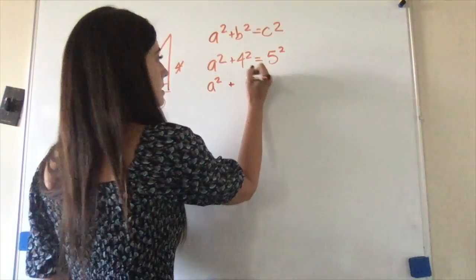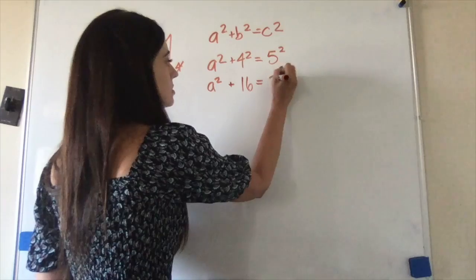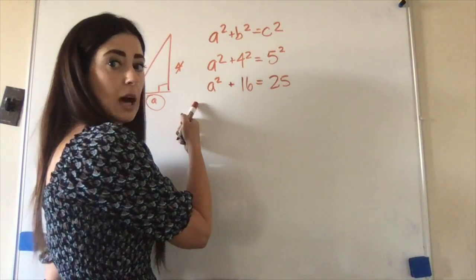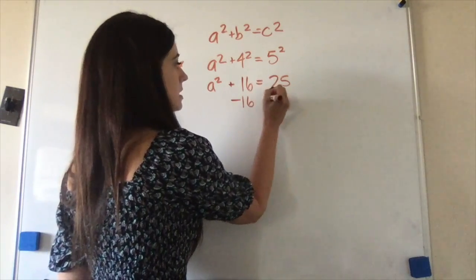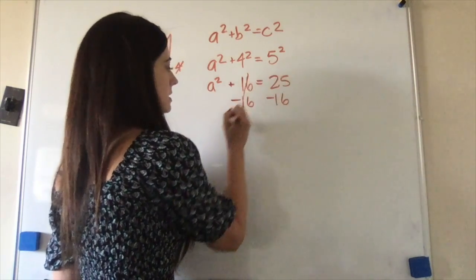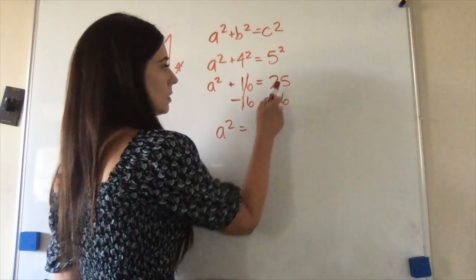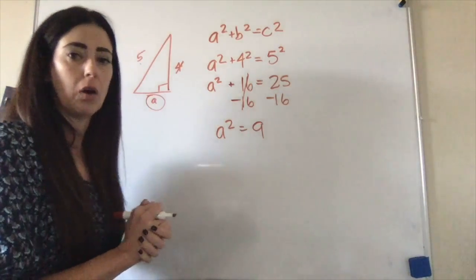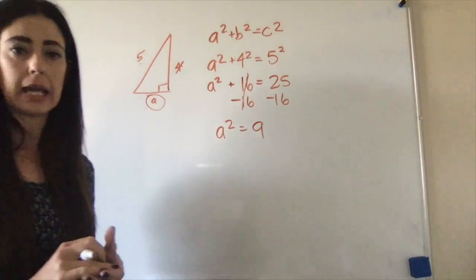4 squared is 16. 5 squared is 25. All right? So now to get a squared by itself, we're going to subtract 16 on each side. Those cancel out. We're left with a squared equals 25 minus 16 is 9. Now, we're left with a squared equals 9.